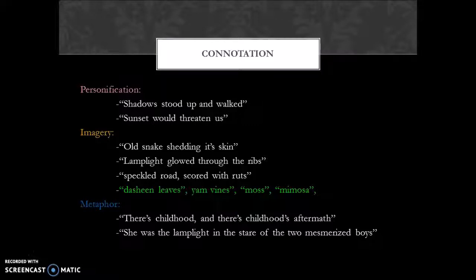Lamplight glowed through the ribs. There is also some plant imagery, such as dasheen leaves, yam vines, moss, mimosa. This is very vivid and makes you feel like you're present in the poem, and it also allows you to imagine scenery much better. Metaphors.